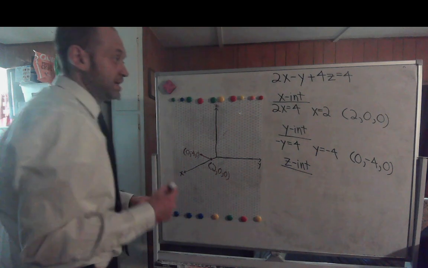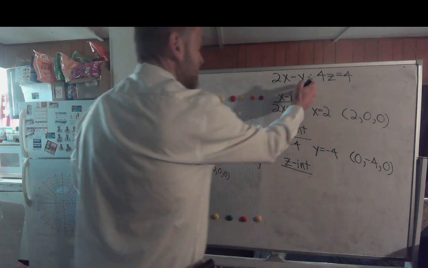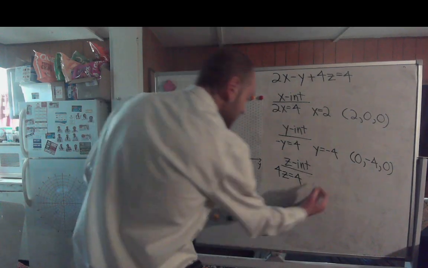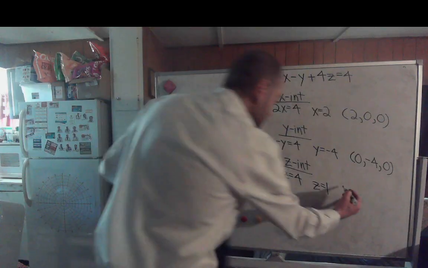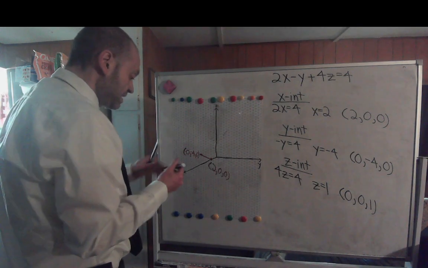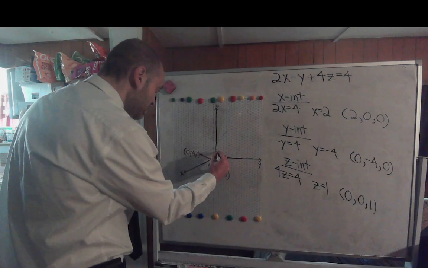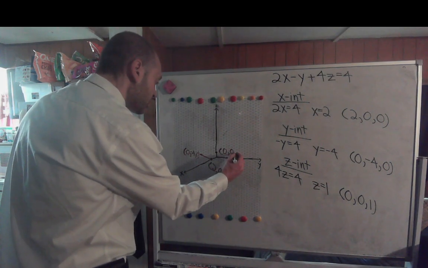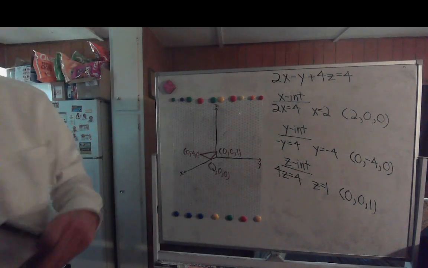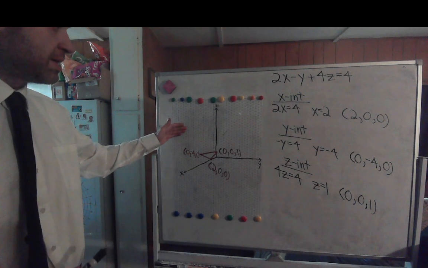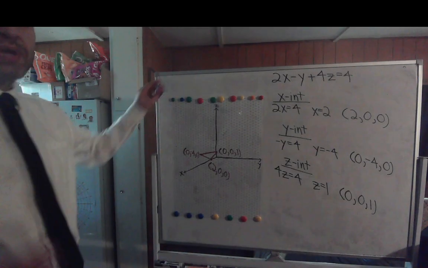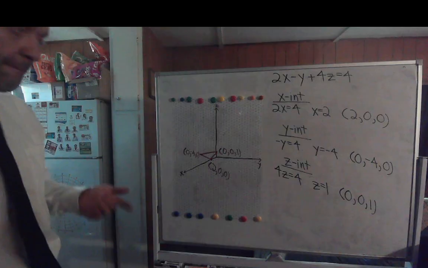And of course, let's find z. So to find the z-intercept, set x and y equal to 0. Well, you'll end up getting 4z equals 4. That would give you z equals 1. So your z-intercept is going to be at 0, 0, 1. And then we just plot the z-intercept, which is right about here. So there is 0, 0, 1. And now just connect your points, and there's your plane. There is going to be your plane with those three intercepts. So by and large, that's actually the best way to do these.